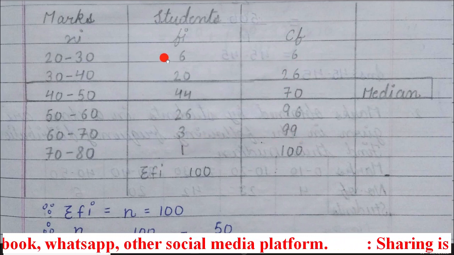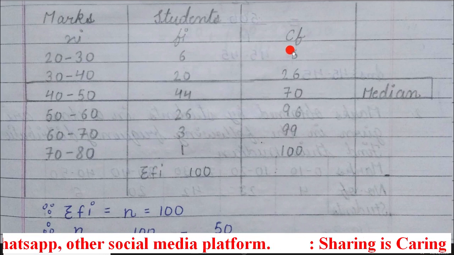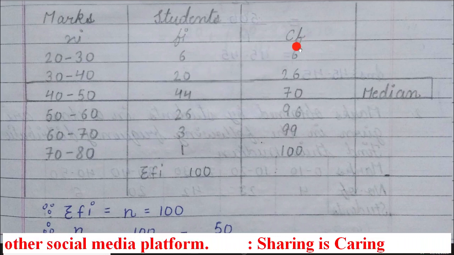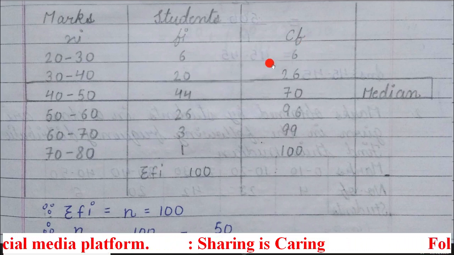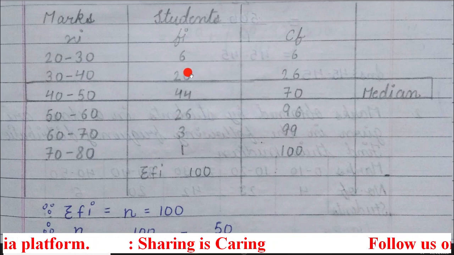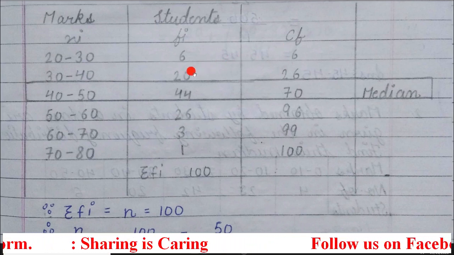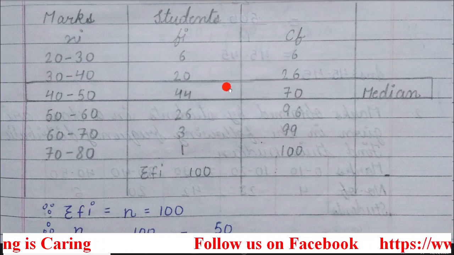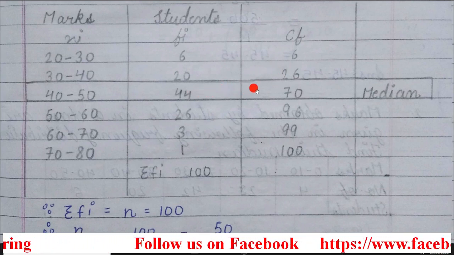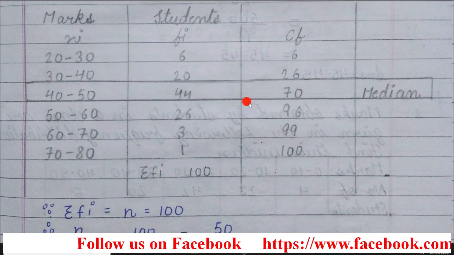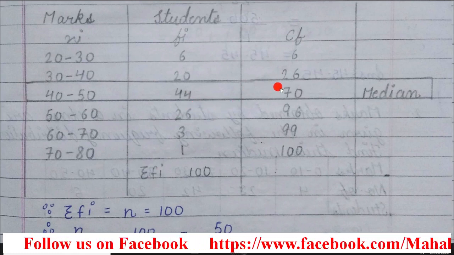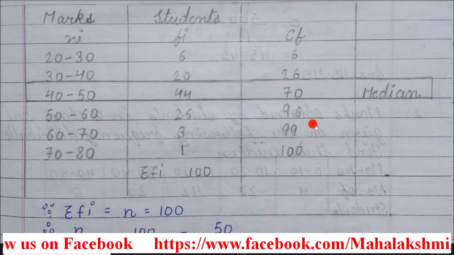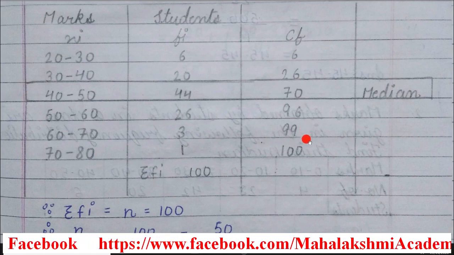So how did we obtain this? We wrote the first frequency as it is, which is the first CF data, and then the next frequency, that is 20. So 6 plus 20, 26. Like this we have to carry on. The 26 will go to 44, then 44 and 26 becomes 70, then 70 and 26. Like this you just add, and it will give you the cumulative frequency column.